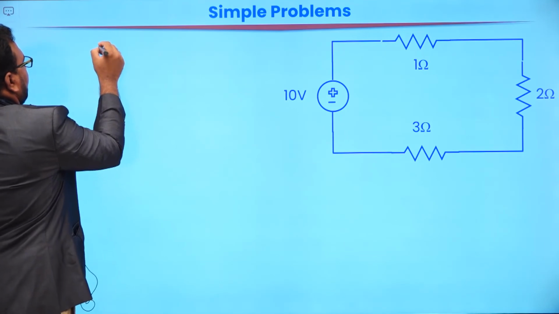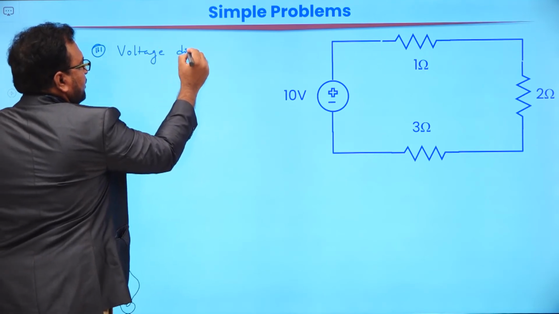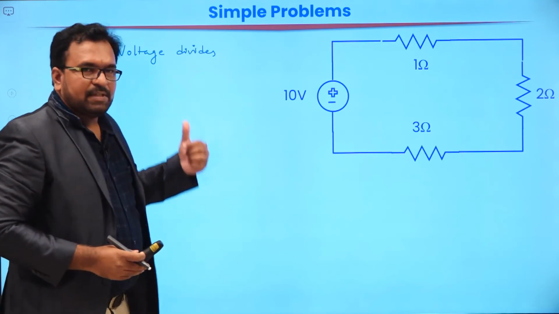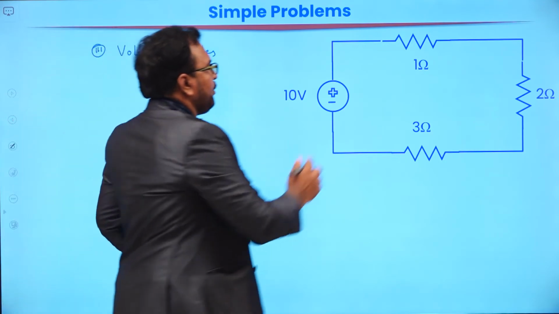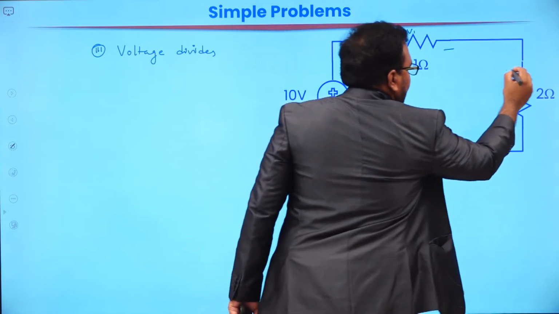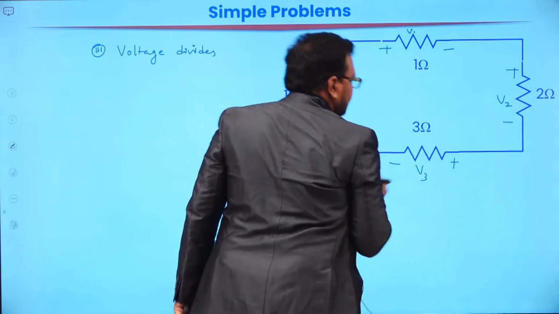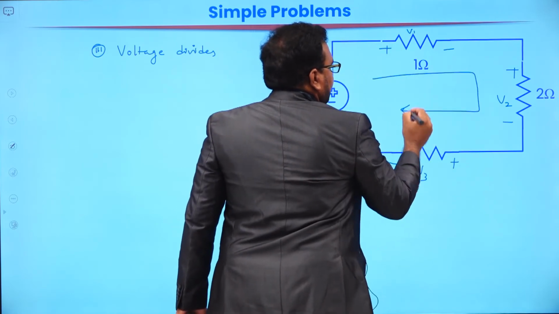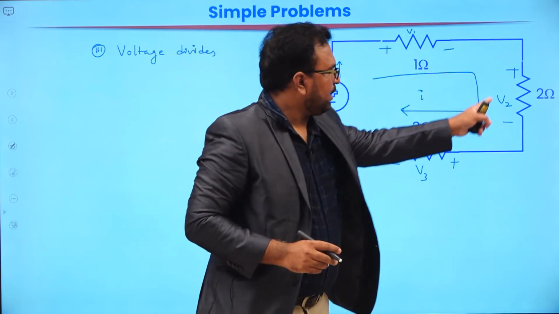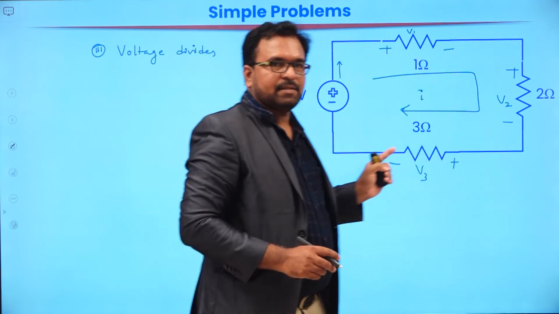Voltage divides. This is characteristics of a series circuit. Current remains same is the first one, and the second one is voltage divides. I am going to assume that the voltage across the first resistance is V1, and the voltage across 2 ohms is V2, and voltage across 3 ohms is V3. I am going to assume that current is flowing like this, because the source will deliver the current. That's why I have assumed the current direction in clockwise direction. Based upon this current direction, I have given the polarities, plus and minus.